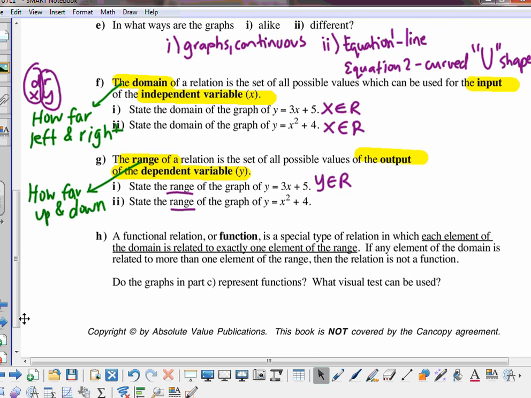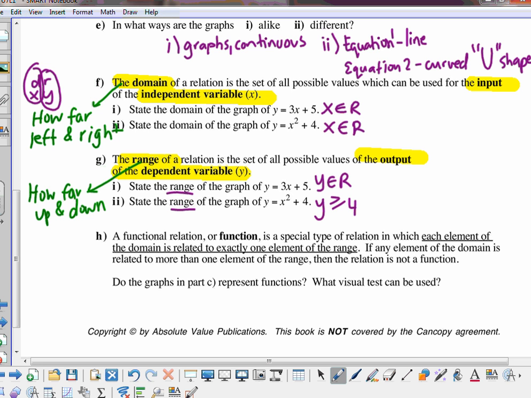So remember, writing y is greater than or equal to 4 is the range whenever we have a quadratic. The domain is always going to be x ∈ ℝ. You're going to have to figure out the max or the min value to figure out your range.